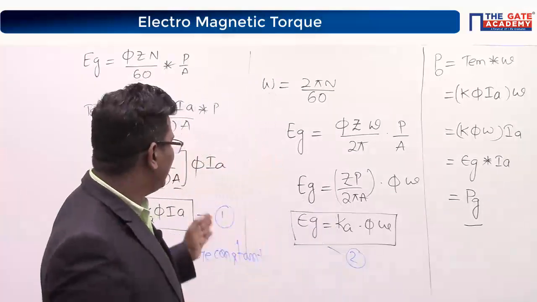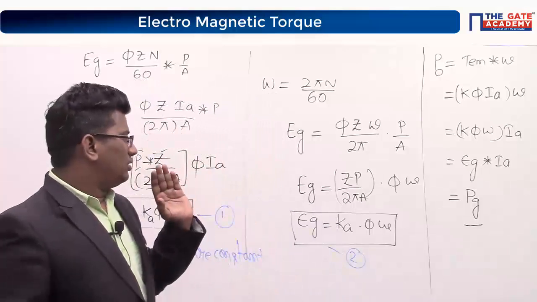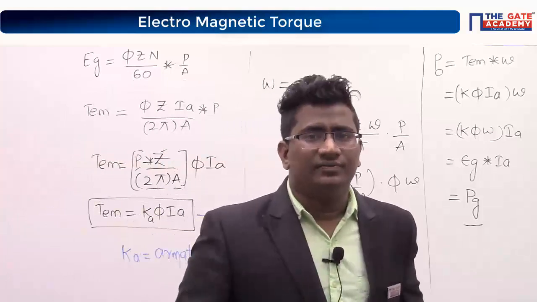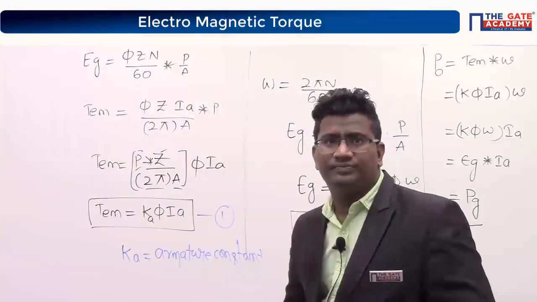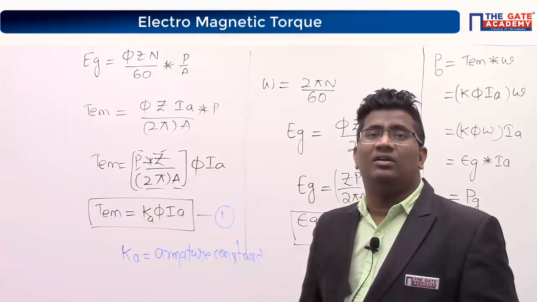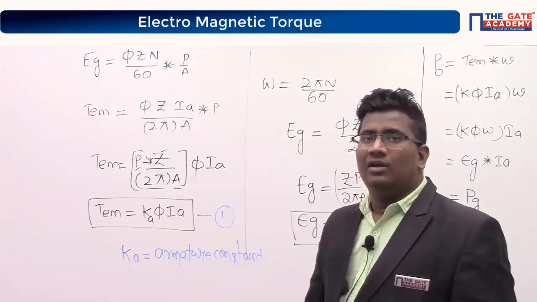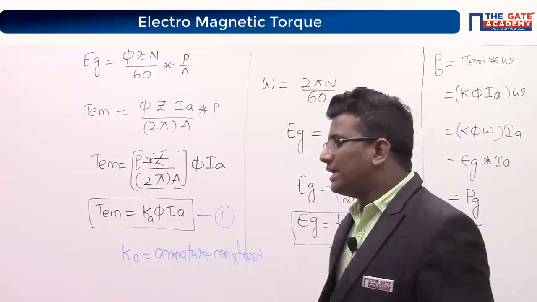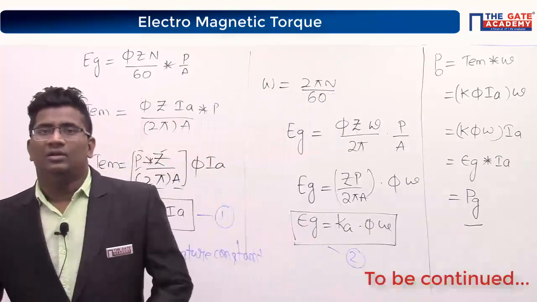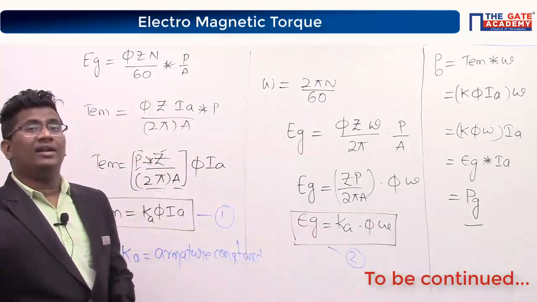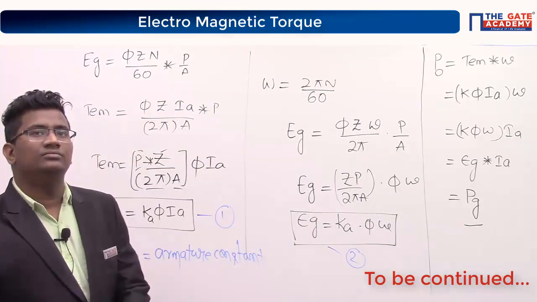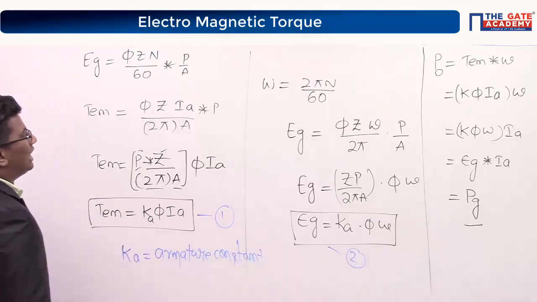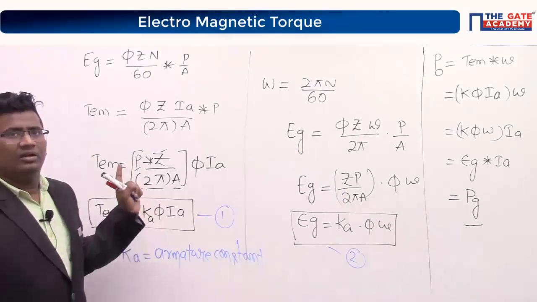So I'm clearing basics. So tell me, what is Ka called? Is it constant or armature constant? Yes, sir. Armature constant. I hope you have taken this. Have you taken this?